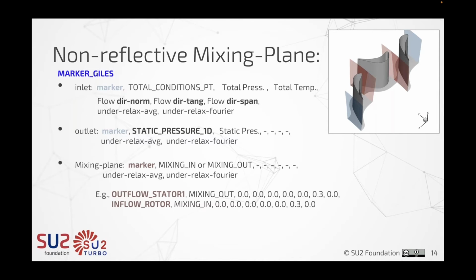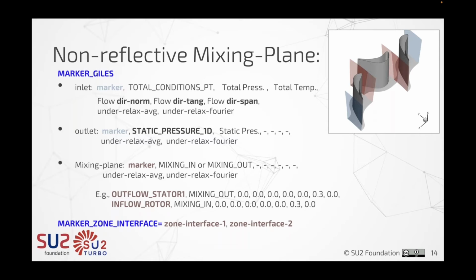So we'll have the outflow of the stator 1. There is a mixing out because flow is coming out of the stator. Just voids, you can ignore them, but you have to leave something written there anyway. Under relaxation factor, and then the inflow rotor, that is the next surface, there is a mixing in because flow is coming in the rotor, and then again just these voids and under relaxation factors.